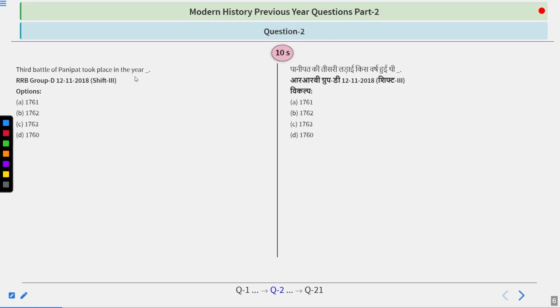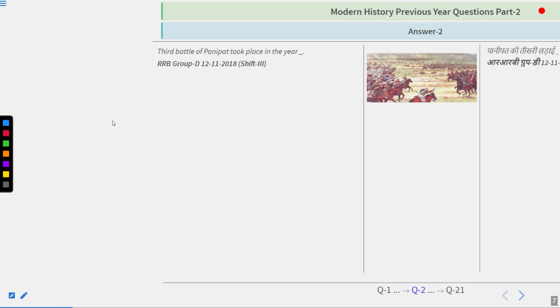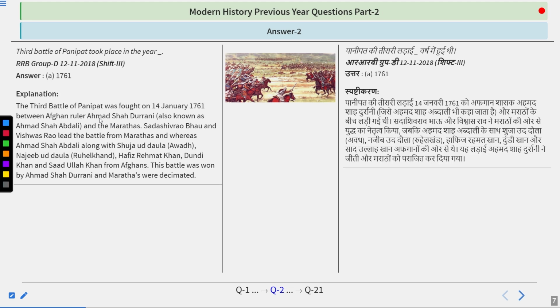The third battle of Panipat took place in the year? Very simple question, a similar kind of question, but the way of asking is different. So try to find out the answer, guys, fast. And you are right. The answer is 1761.